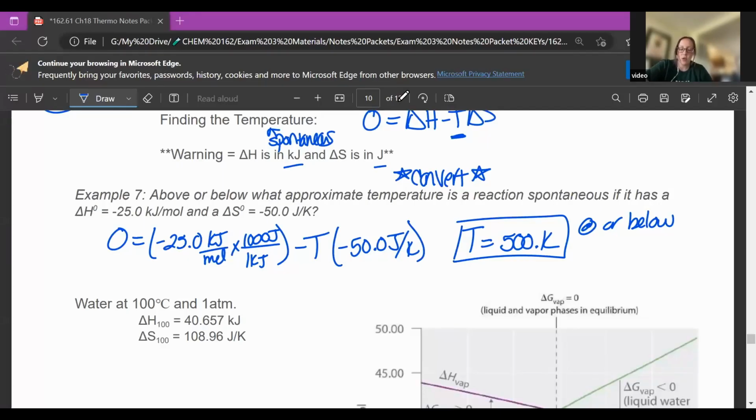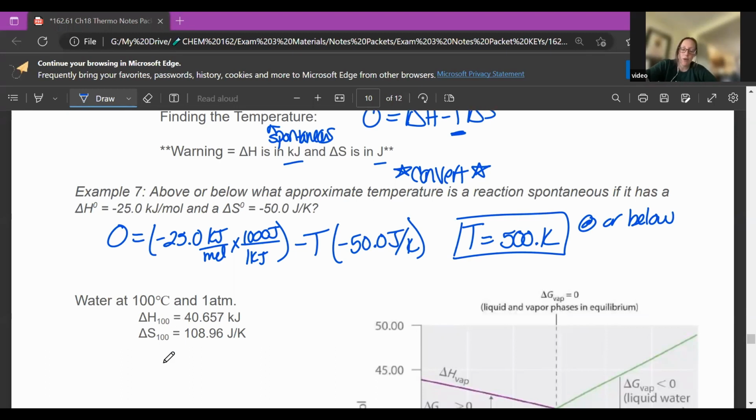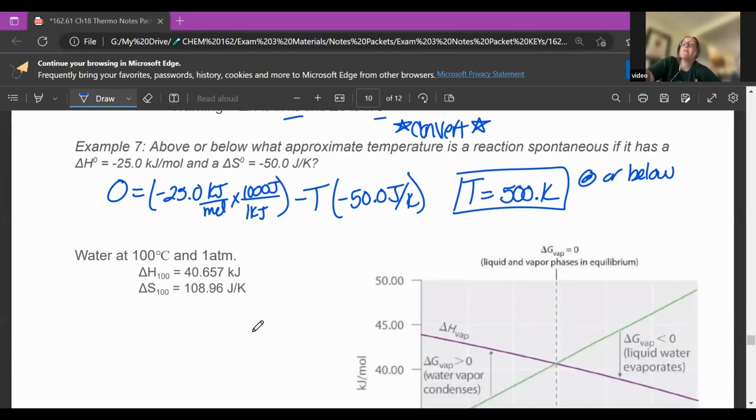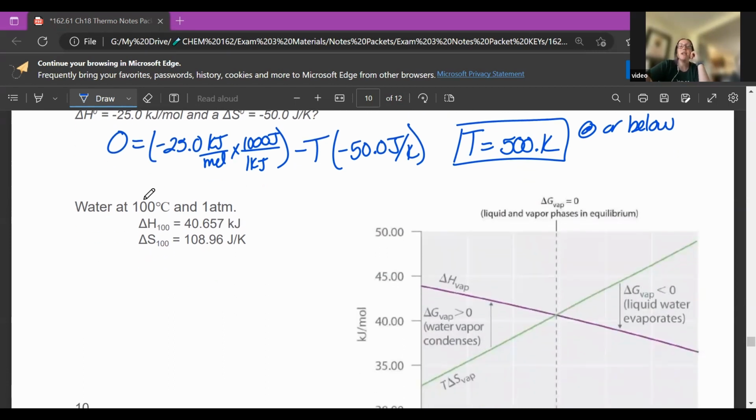Okay, so now I'm going to talk about a specific example: water, specifically at 100 degrees Celsius. So I'm giving you a temperature. What happens to water at 100 degrees Celsius? Well, that is the line where we get a liquid to gas phase change, or if we're going the other way, gas to liquid. At 100 degrees Celsius, the delta H for boiling is 40.657 kilojoules per mole. The delta S for boiling is positive 108.96 joules per Kelvin, because you get a lot more entropy when it turns to a gas, right?